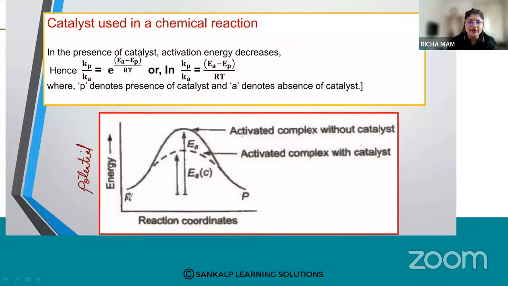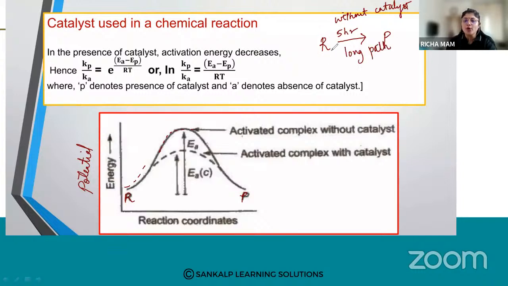So what is happening? Whenever the reactants are there, the reactants undergo a reaction to form a product. This is without catalyst, the first reaction. You can see it is taking a longer time. Suppose a reactant R is giving you product P. In simple terms, without catalyst, it will take 5 hours to complete this reaction. So it will take a very long path to form products from reactants without catalyst.